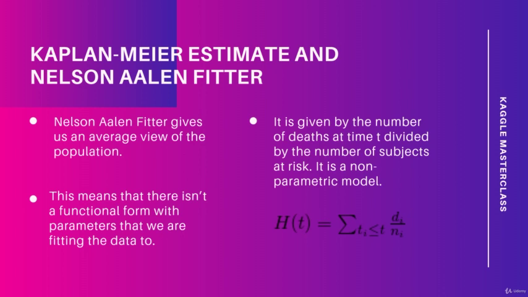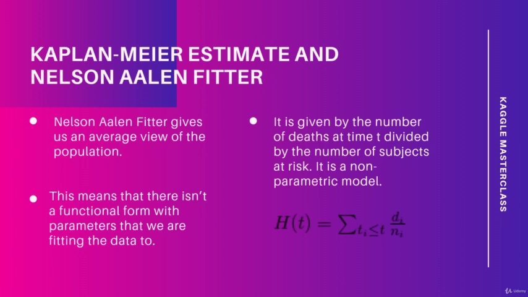Like the Kaplan-Meier figure, Nelson-Allen figure also gives us the average view of the population. It is given by the number of deaths at the time t divided by the number of subjects at risk. It is a non-parametric model. This means that there isn't a functional form with the parameters that we are fitting the data to. It doesn't have any parameters to fit.